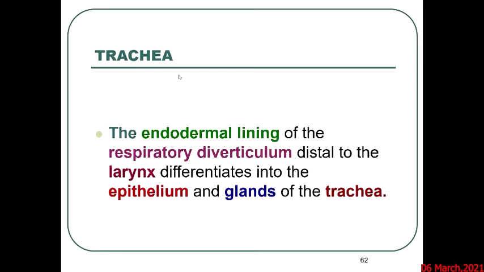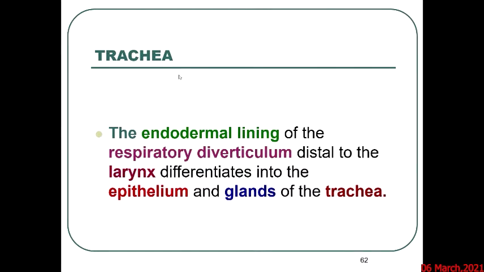Now developmentally, the endodermal lining of the respiratory diverticulum distal to the larynx differentiates into epithelium and glands of the trachea. The language is different here. You can write it another way: lining epithelium of the trachea and its glands, because there are some glands in the wall of the trachea. Mucus secreting glands, there are small glands in the trachea and the lining epithelium.